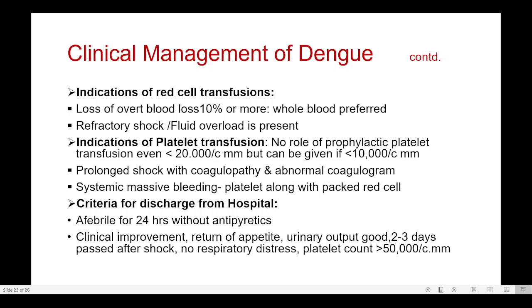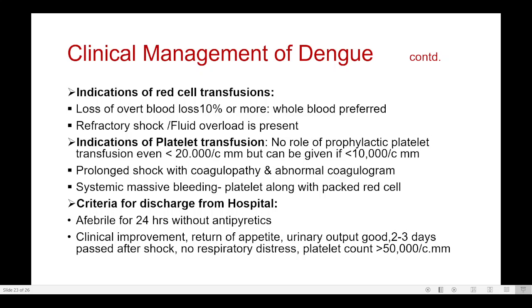There is no role of prophylactic platelet transfusion, even if the platelet count goes below 20,000 per cubic millimeter, but it can be given if it comes down to below 10,000 per cubic millimeter, or in prolonged shock with coagulopathy and abnormal coagulogram, or when there is systemic massive bleeding. In such cases, you can give platelets along with packed red cells.